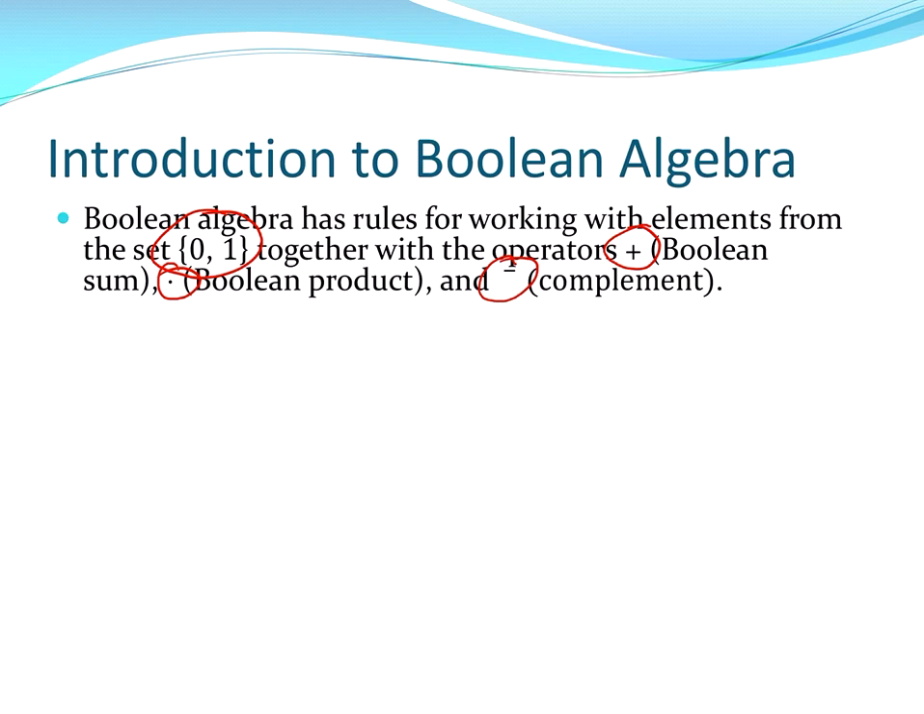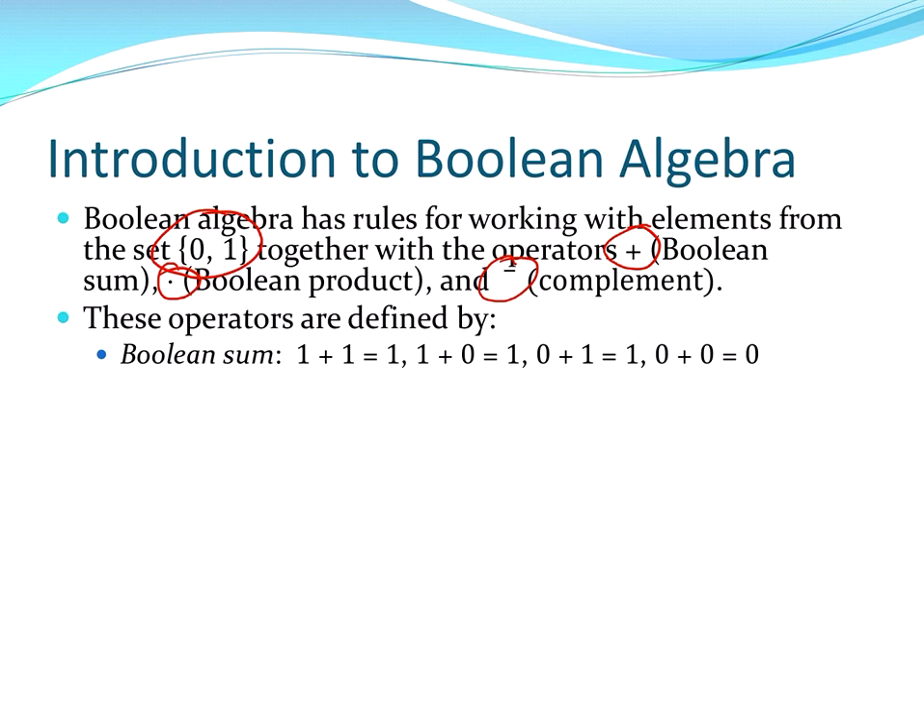And we'll see that these are more closely related to propositional logic, where the two values are more like a true and a false. The Boolean sum is more like a disjunction. The Boolean product is more like a conjunction. And complementation is more like negation than other possible analogies. All right, so the operators are defined as such.